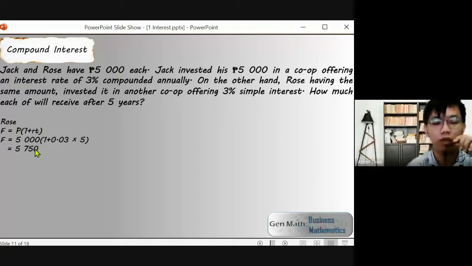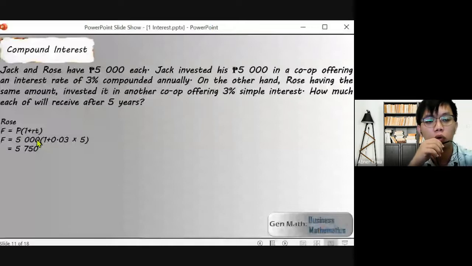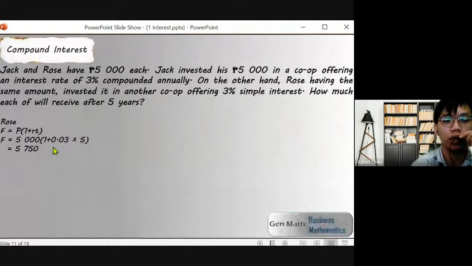So if you are going to observe yung amount na makukuha ni Rose after 5 years sa co-op na kanyang pinag-invest is will be 5,750 pesos. Okay. So ngayon we're going to proceed naman.